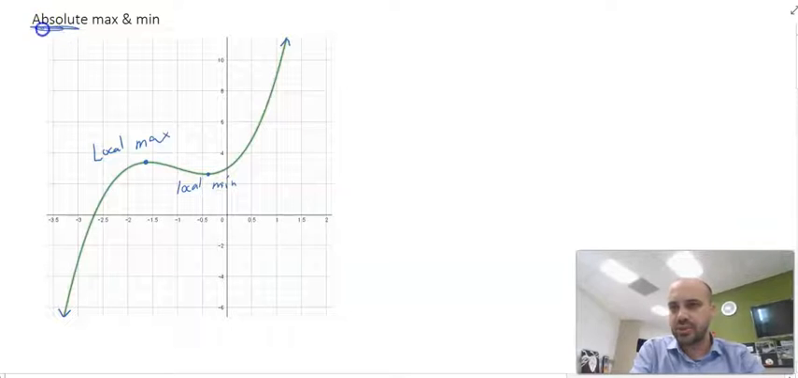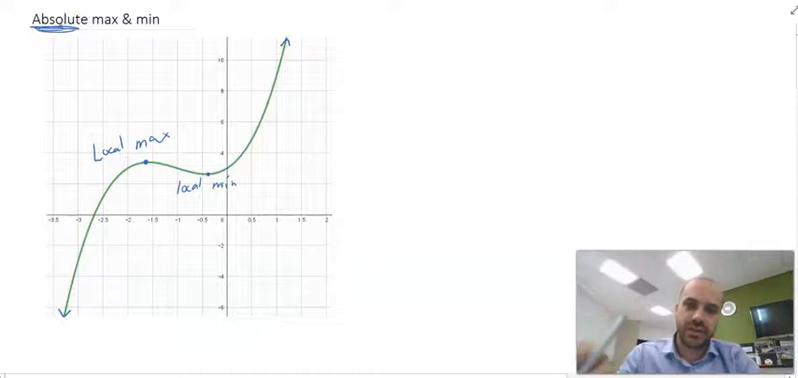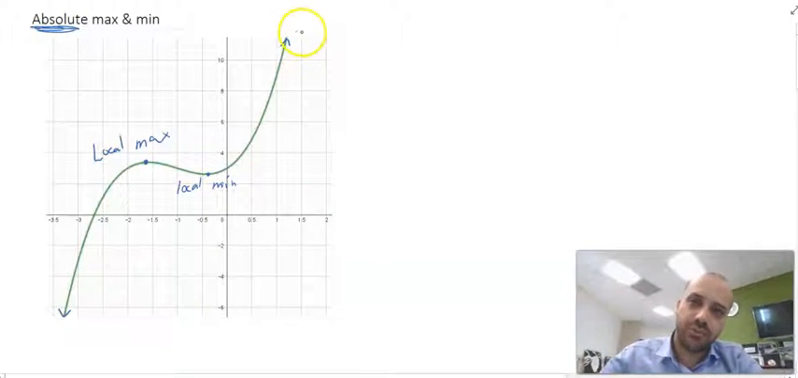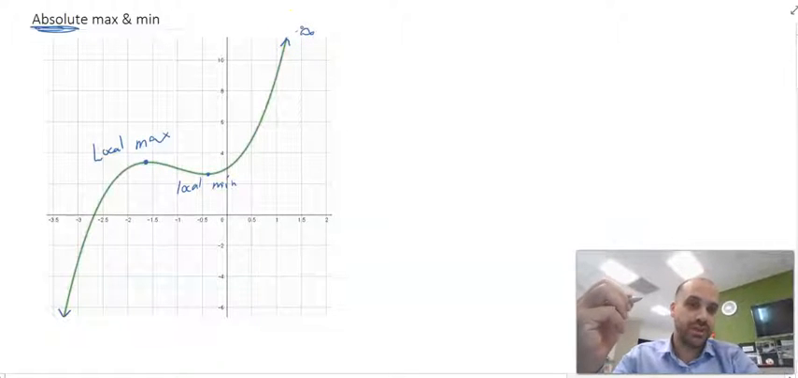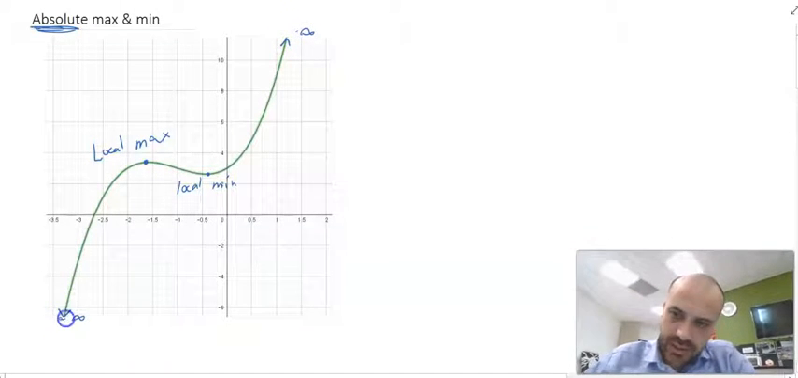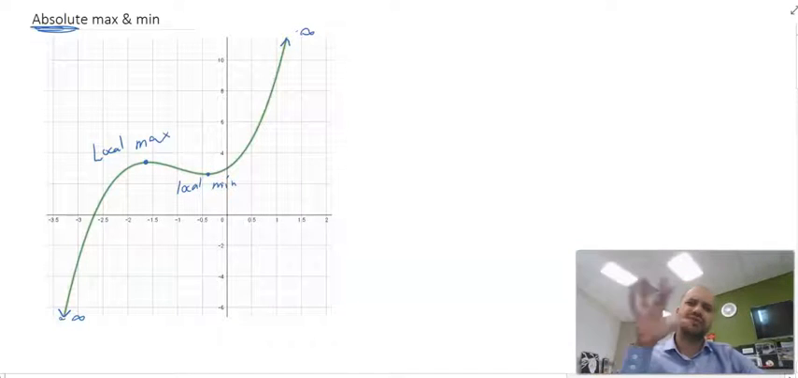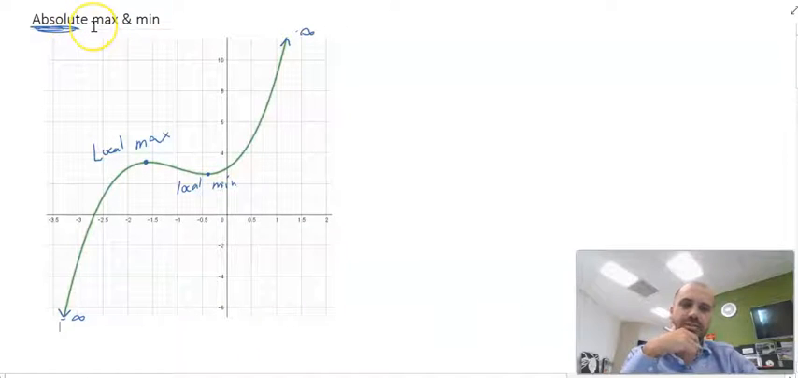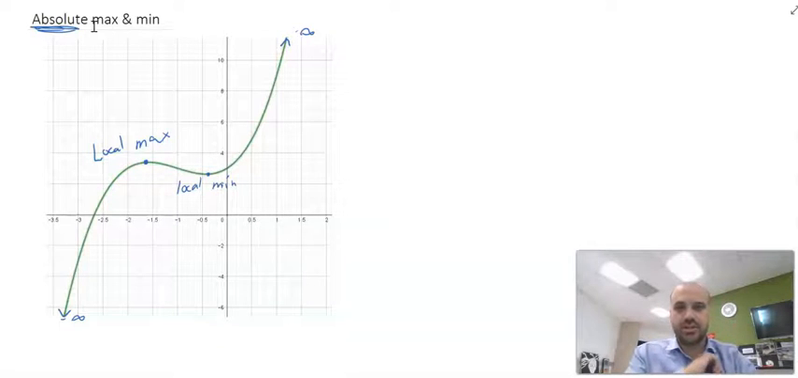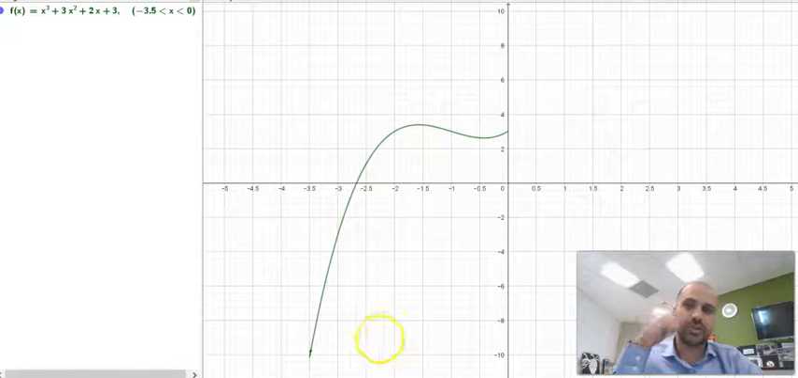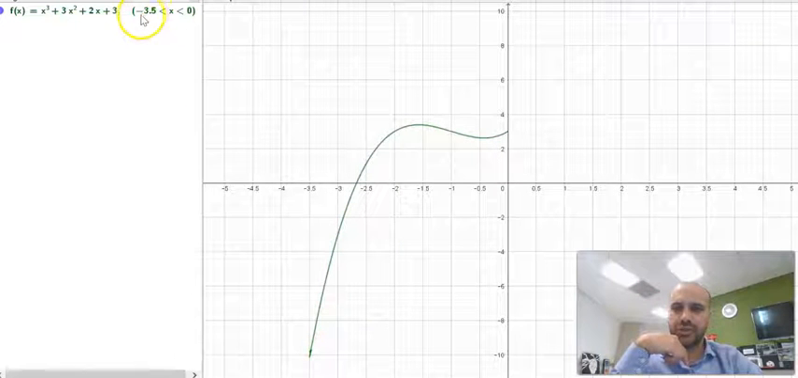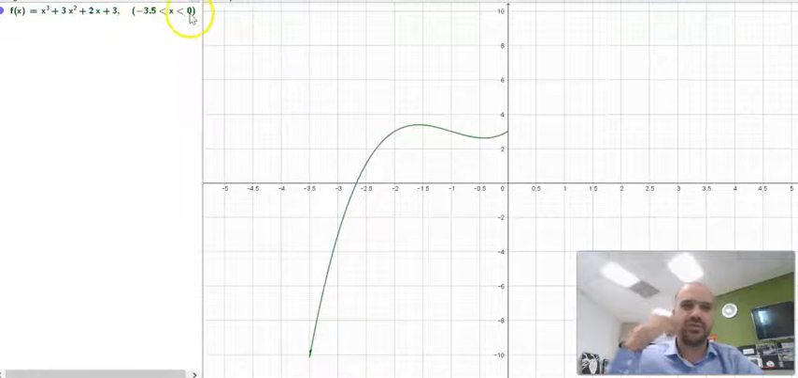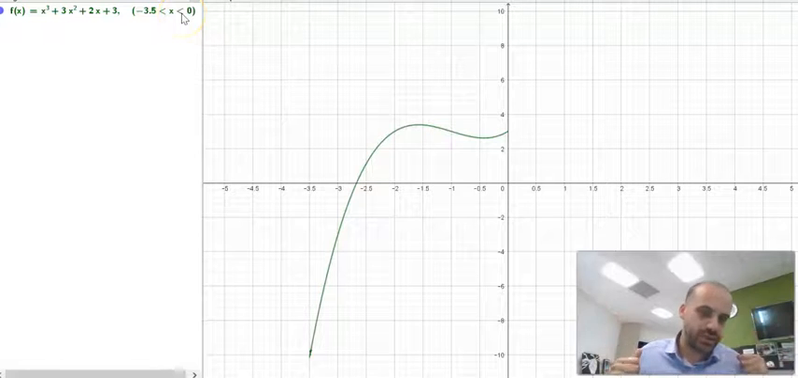The absolute maxes and mins for this particular function are way up here at positive infinity and way down here at negative infinity. Now this feels a little bit strange, and this isn't generally how we talk about absolute maxes and absolute mins. So to talk about absolute maxes and absolute mins, we usually deal with restricted domains. So this is the same graph again, but this time I've restricted the domain between negative 3.5 and 0. That's arbitrary, that's just what I've decided to do.